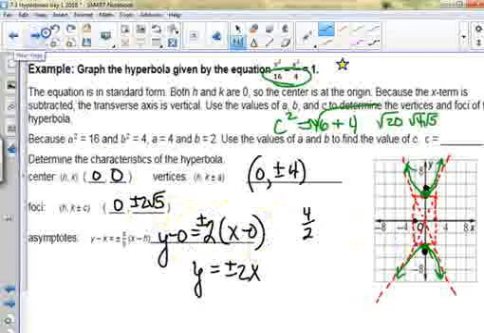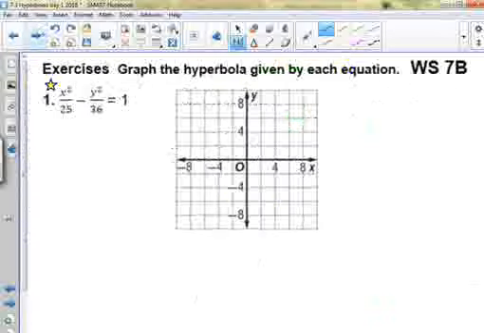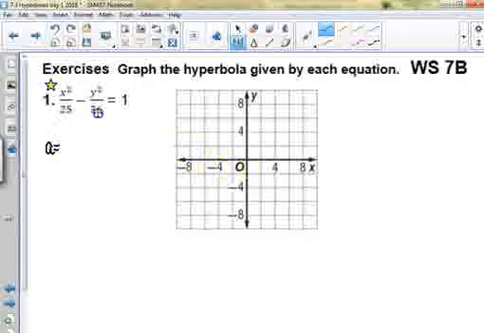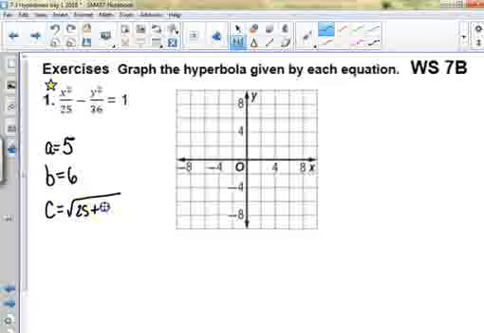All right, let's try one that doesn't go through 0, 0. Or not. Try one that does. What's different about this one? Yeah, this time we're going, what's A? A is 5, even though that's smaller than this, right? A is the one that comes under the positive term. B is 6. Anybody figure out C? How do we find C? Yes. So 5 squared plus B squared, which is 6 squared. Is that square root of 61?